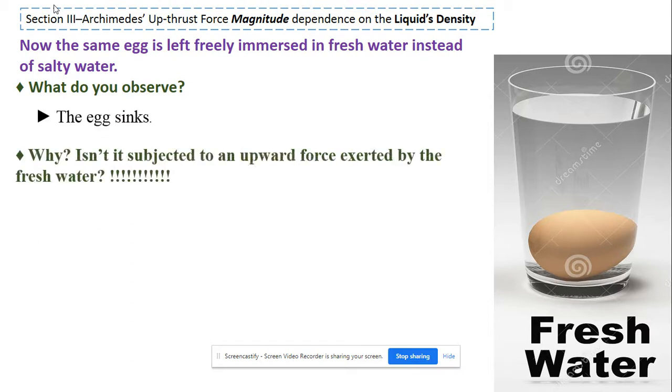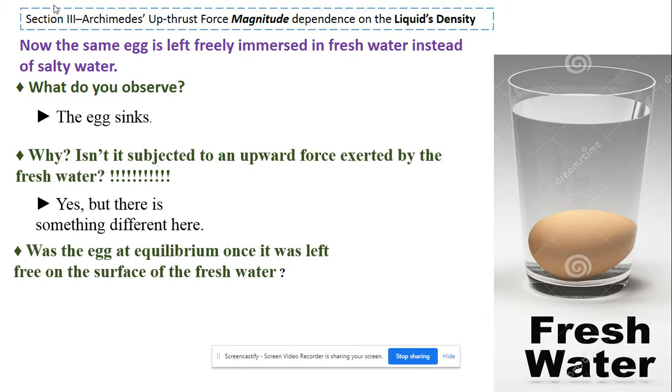So why? Isn't it subjected to an upward force exerted by the fresh water? Didn't we say in the previous part that every object immersed in a liquid is under the effect of an upward force exerted by the liquid? Yes, but there's something different here. So what do you think the difference is?